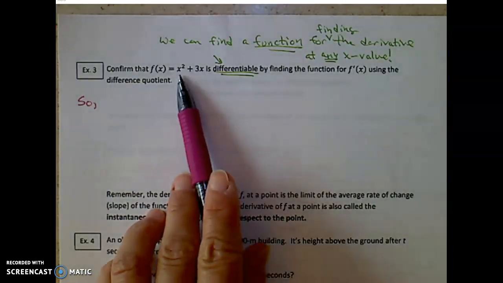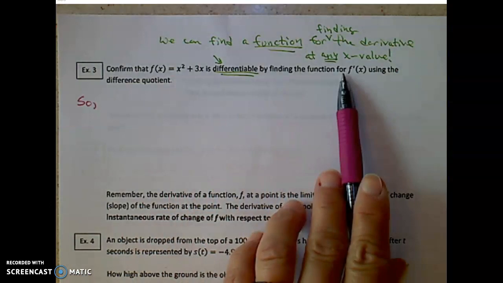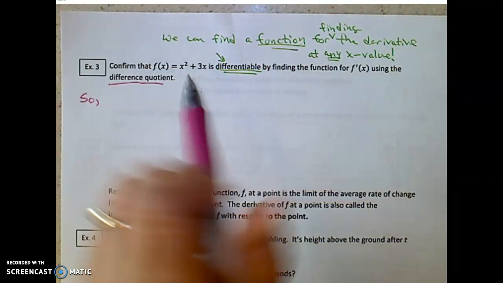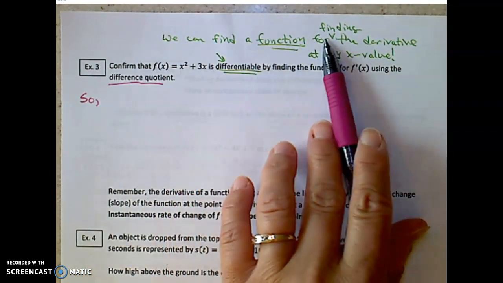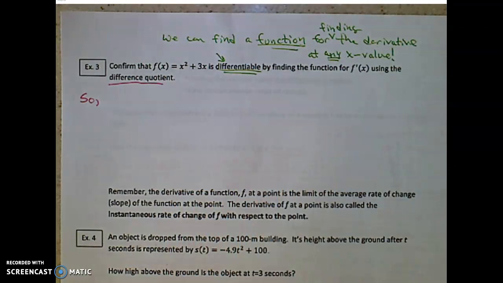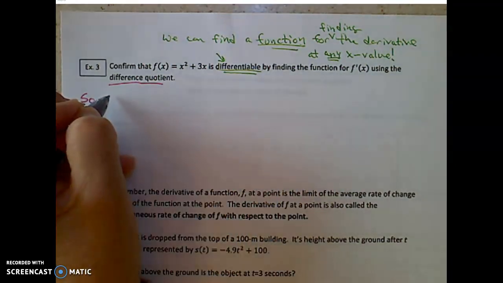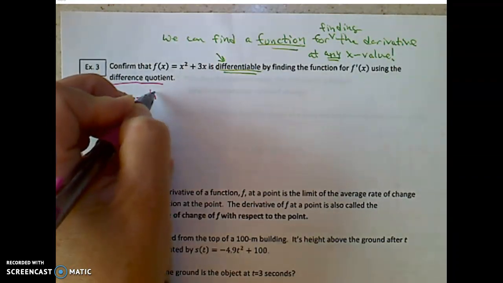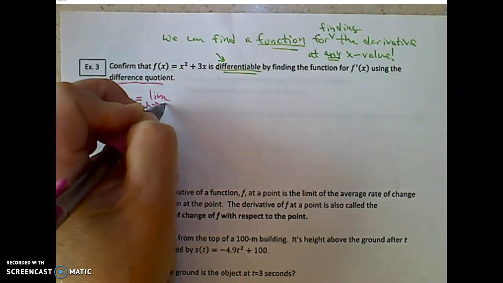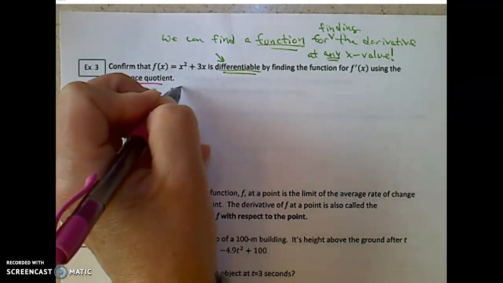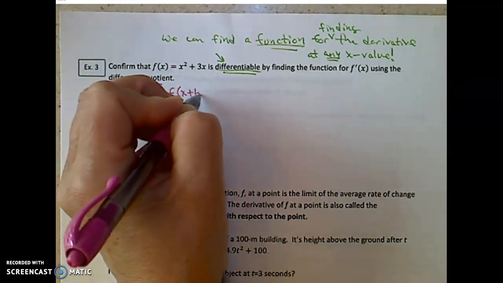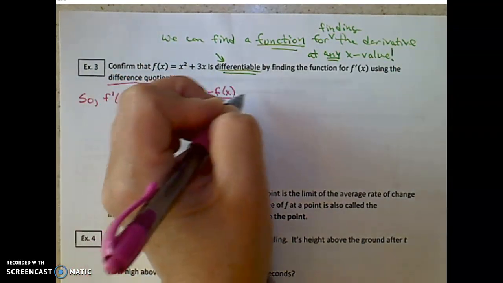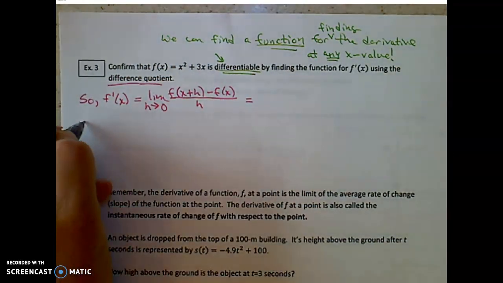Okay, let's confirm that this function is differentiable by finding a function f prime of x using the difference quotient. Differentiable means that we're able to find a function for finding the derivative at any x value. So, rather than f prime of 3 specifically, I want f prime of x will equal the limit, using the difference quotient as h approaches 0, of, for any x, f of x plus h minus f of x all over h.